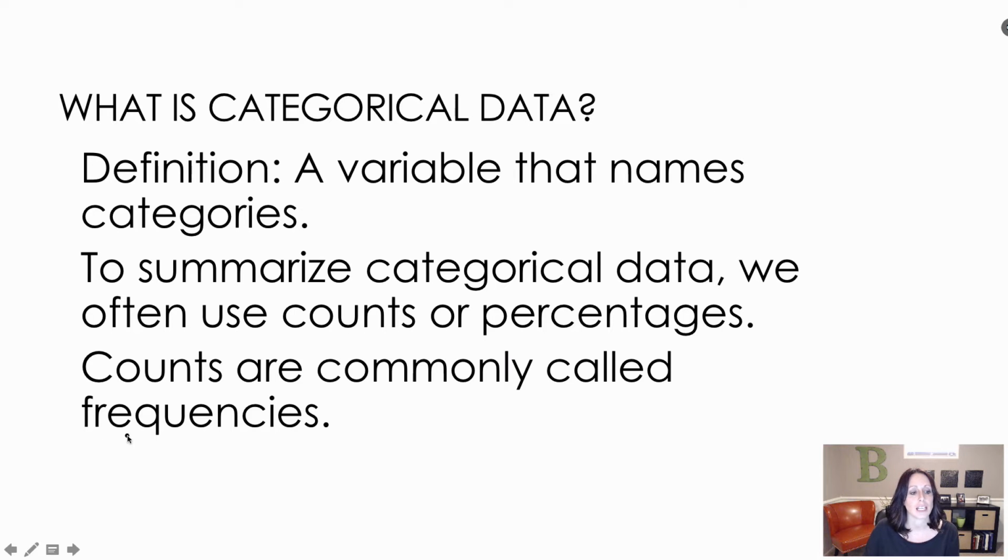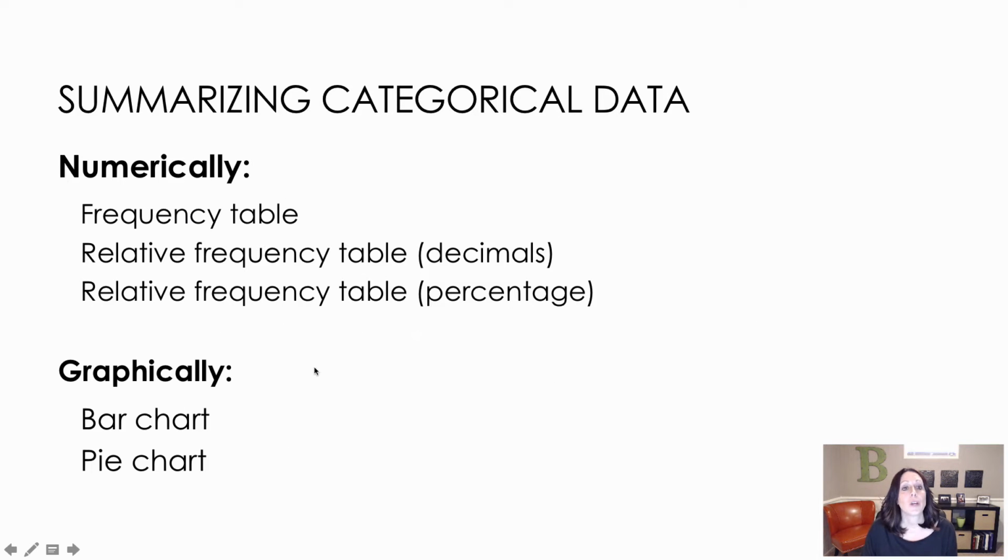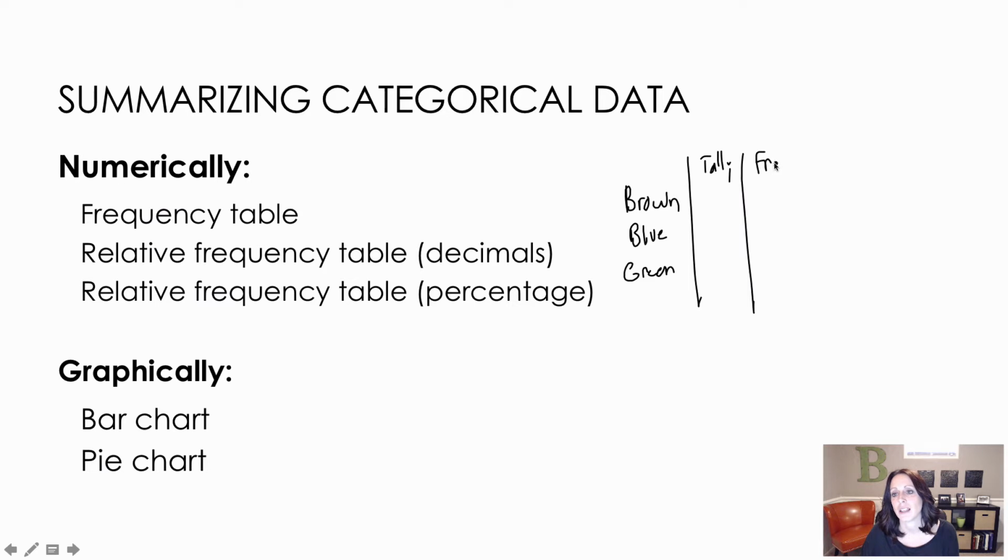Typically, we're going to be calling these frequencies. So frequencies are how often something occurs. So when we are summarizing categorical data, we are doing it either numerically or graphically. When we're doing this numerically, we will often write a frequency table. A frequency table will just list all of the categories, again, going back to eye color: brown, blue, green, etc. And then typically there is a little place for a tally. So if you're actually tallying by hand, you would keep the tally in there as you're going through your data. And then of course you would find the overall frequency, which would be the total of the tallies. So that's a frequency table.